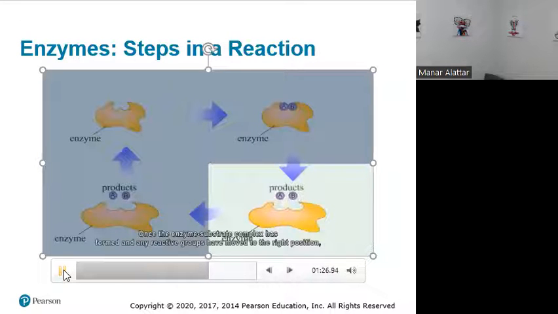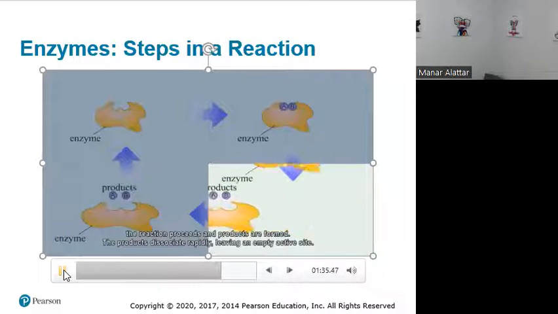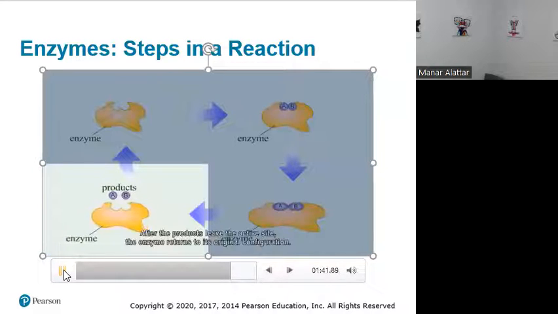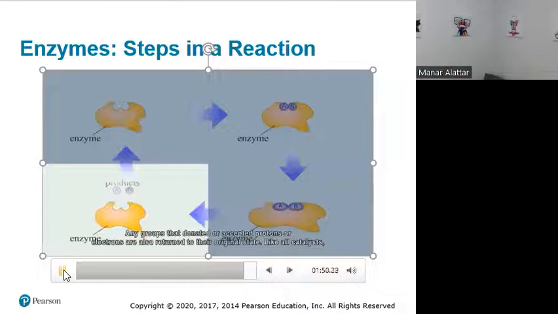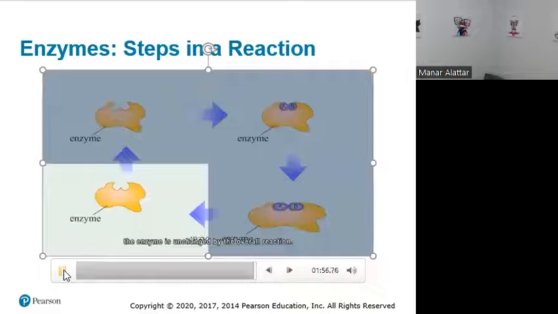Once the enzyme-substrate complex is formed, and any reactive groups have moved to the right position, the reaction proceeds and products are formed. The products dissociate rapidly, leaving an empty active site. After the products leave the active site, the enzyme returns to its original configuration. Any groups that donated or accepted protons or electrons are also returned to their original state. Like all catalysts, the enzyme is unchanged by the overall reaction.